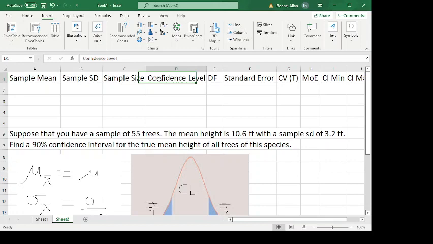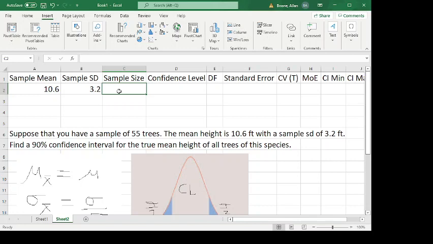One is whatever our sample mean is. In this case, we have a sample of 55 trees. The mean height is 10.6. And then we have a standard deviation of 3.2 and a sample size of 55. And we want to find a 90% confidence level, or whoopsie, 0.9.